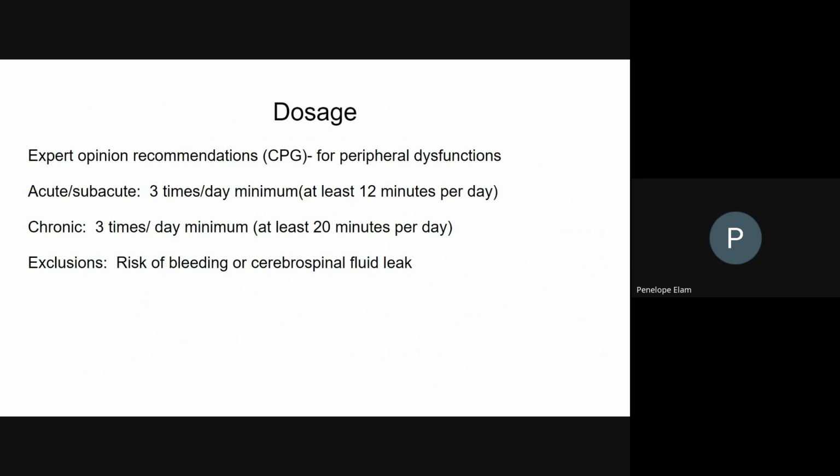The expert opinion recommendations and the CPGs for, like I said, peripheral vestibular dysfunctions in the acute, subacute phase, you should be doing it 3 times a day minimum for at least 12 minutes per day. So what that means is that you're trying to do exercises maybe 4 minutes at a time, okay, when you're thinking about 3 times a day. But it depends. If they can't tolerate that, then you're going to break it up. They may only do it for 1 minute 6 times a day, okay?